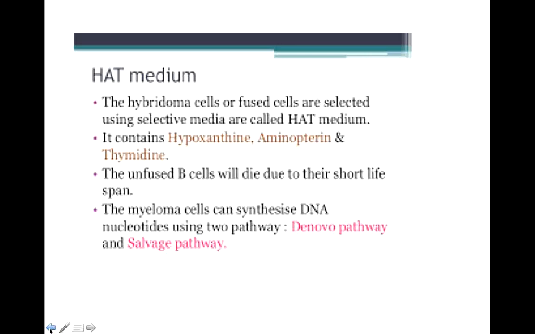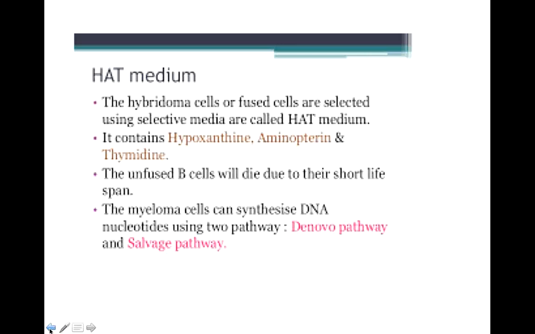HAT selection depends upon the fact that mammalian cells synthesize nucleotides by two different pathways, as I told you, the de novo pathway and the salvage pathway. In the de novo pathway, the methyl or formyl group is transferred from an activated form of tetrahydrofolate. This transfer is blocked by aminopterin, which is present in the HAT medium. And when the de novo pathway is blocked, the cells utilize the salvage pathway.